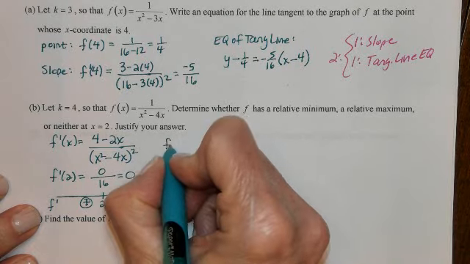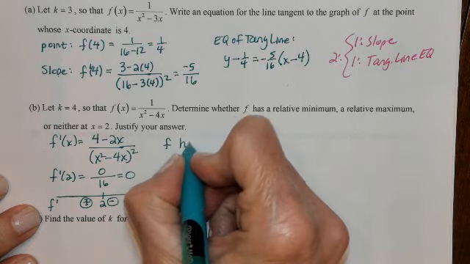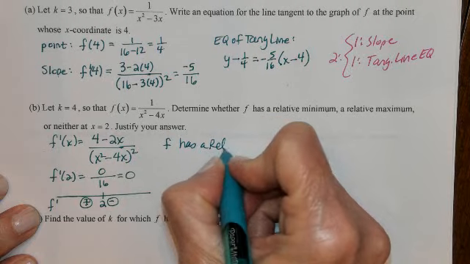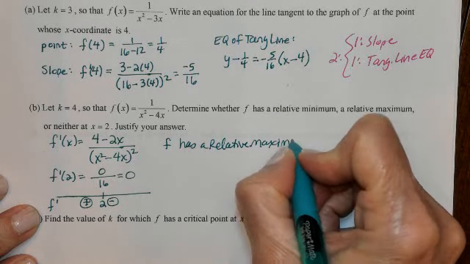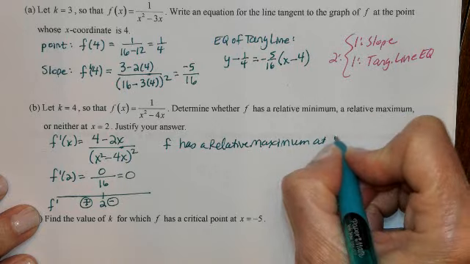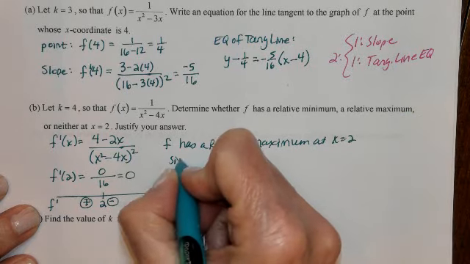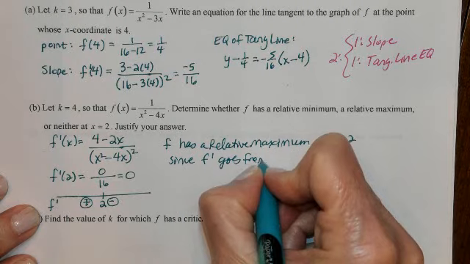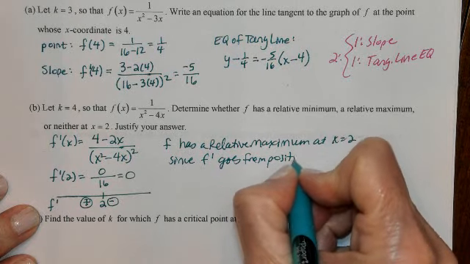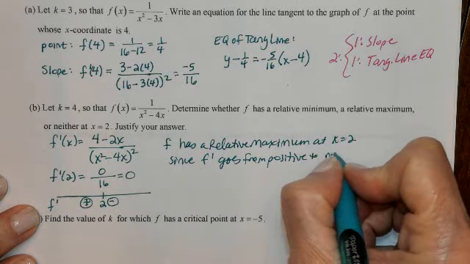So I'm going to say f has a relative maximum at x equals 2 since f prime goes from positive to negative there.